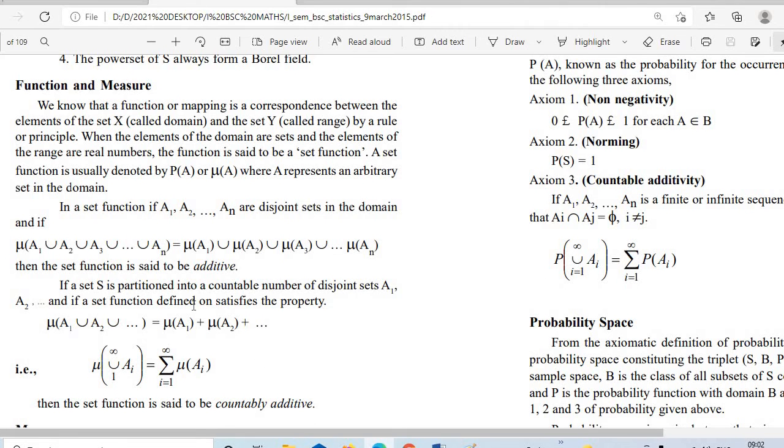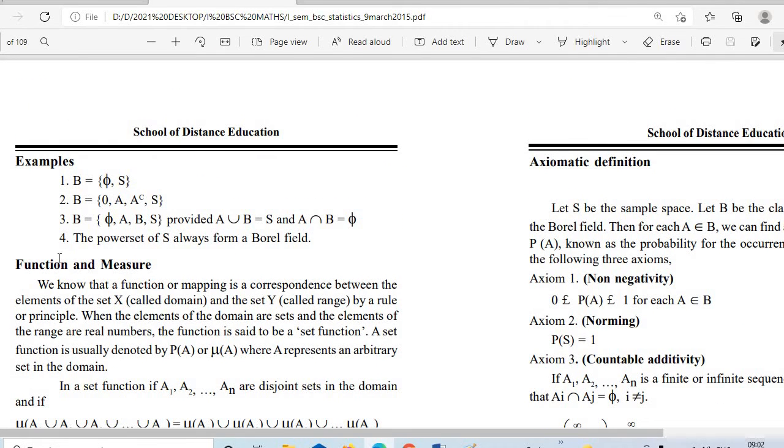For example, phi and the whole space, that is a sigma field. Another sigma field is phi, A, A complement, S. Another is the power set of S, which always forms a sigma field.